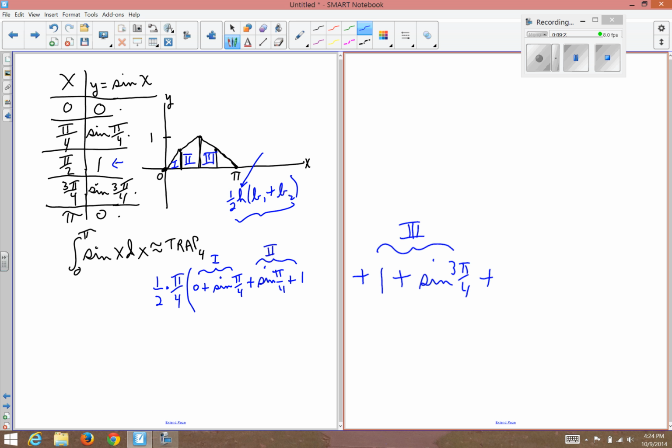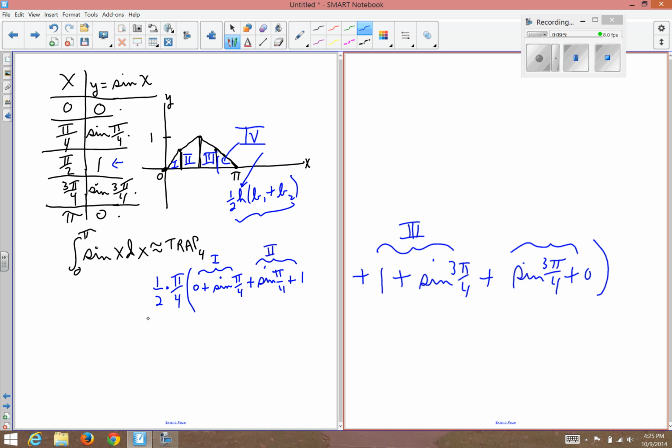And there's one more trapezoid, right here, this last one. That's the fourth one. The bases of that trapezoid are the sine of 3 pi over 4 and 0. And the 0 is really the sine of pi from the table. All this blue down here is showing that we're adding the areas of these four trapezoids.